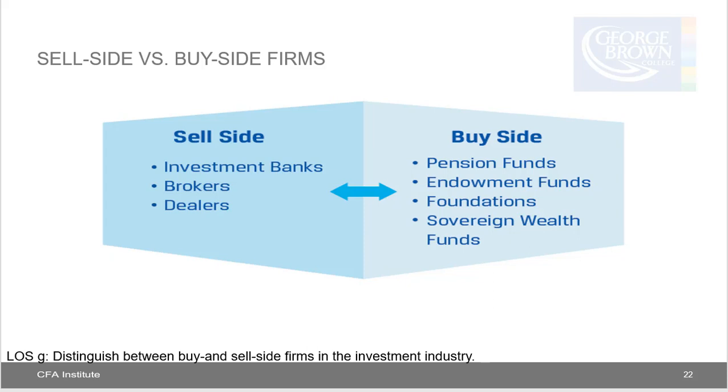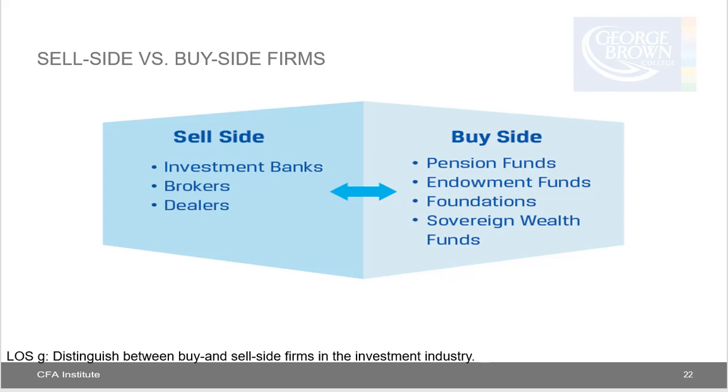Practitioners classify many firms in the investment industry by whether they are on the sell side or the buy side. So sell-side firms are the investment banks, the brokers, and the dealers. They primarily provide transaction services and investment products. They're selling products to the buy side. Buy-side firms are the investment managers, the pension plans, endowment funds, foundations, sovereign wealth funds, and insurance companies. They purchase these services and products from the sell side.